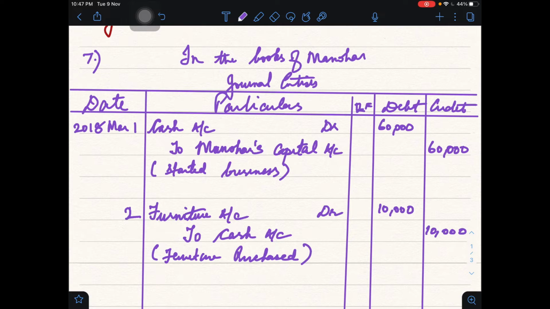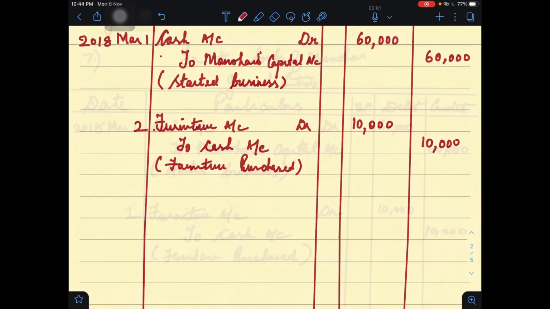Okay, so this is how you will be journalizing every transaction. So hope you are able to follow this second entry also. Okay, now transaction number 3. Let us move on to the third.